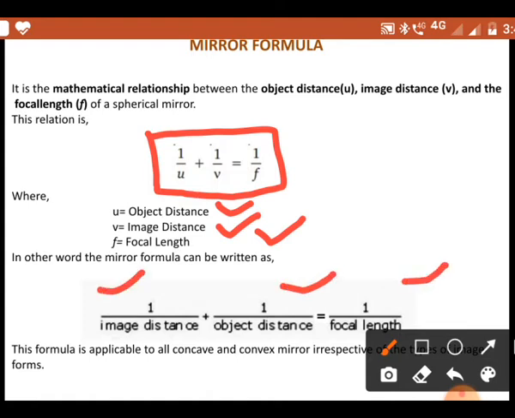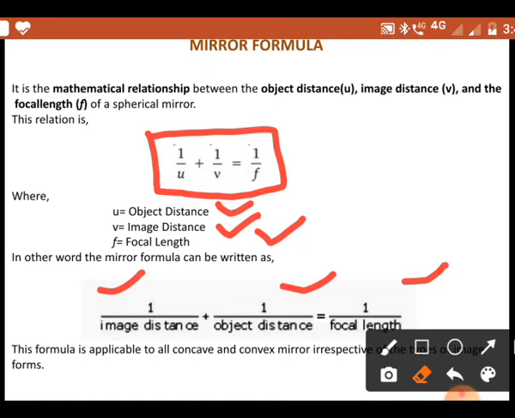1 by focal length. This formula is applicable for all kinds of spherical mirror, meaning the mirror can be either a concave mirror or a convex mirror, that does not matter. Irrespective of the type of mirror, it holds good for all spherical mirrors. Then we will derive the mirror formula for a concave mirror where the image is a real image.